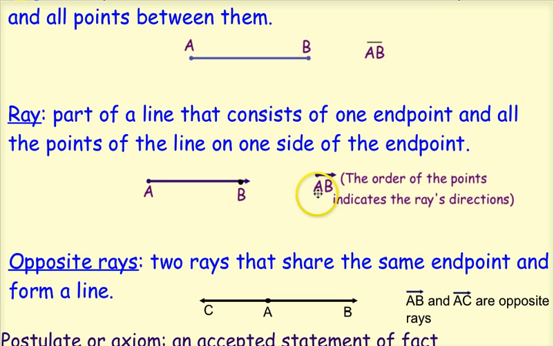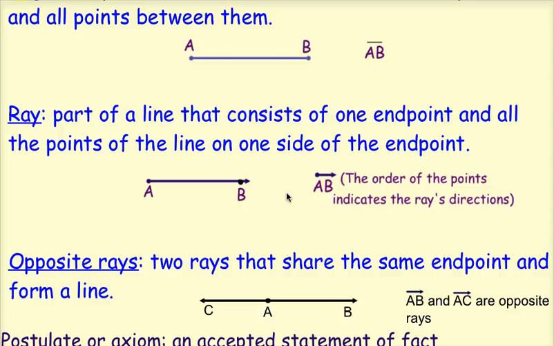So when I'm using notation, again I use the two letters like AB. The order of the points indicates the ray's direction. So the A is the endpoint and the B is where the arrow is, so then I know which direction that ray is going. Okay, think of a ray, maybe you think of the hands on a clock, how they have the arrows at the end of them.